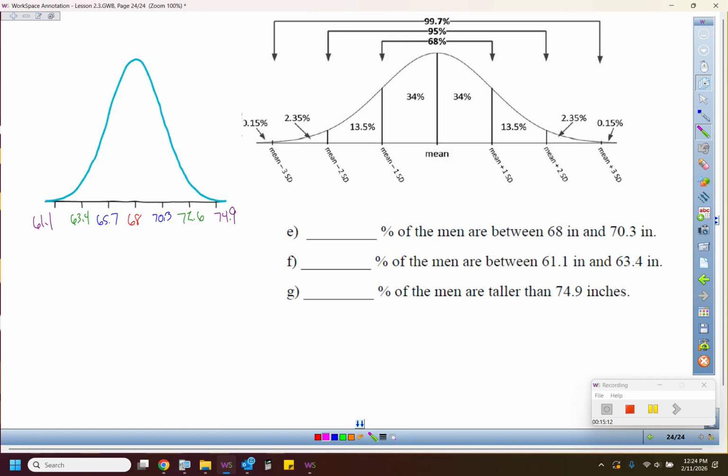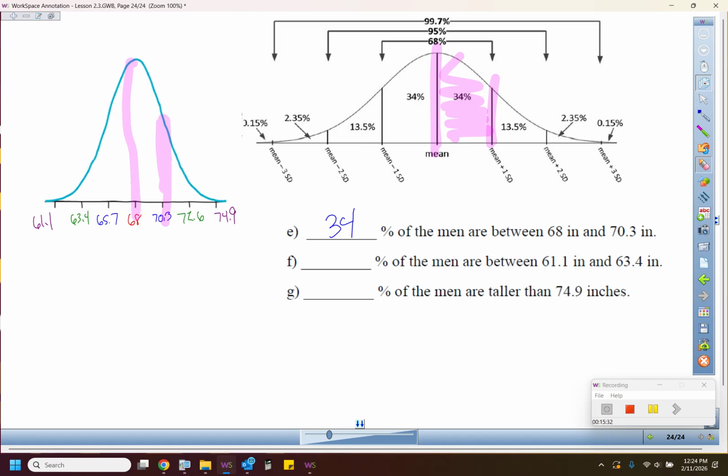So the last part of the questions says blank % of the men are between 68 and 70.3. So here's 68, and here's 70.3. Are you with me on that? Use the chart. Isn't that between these two right here? How do you feel about 34% of the data being in between there? So 34.